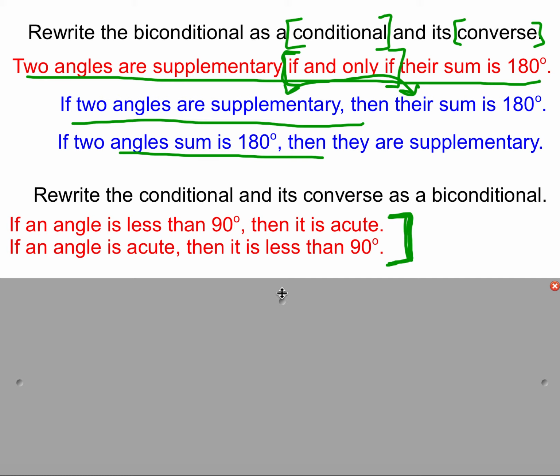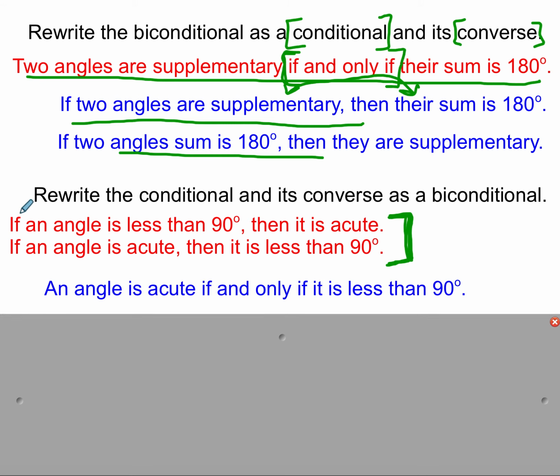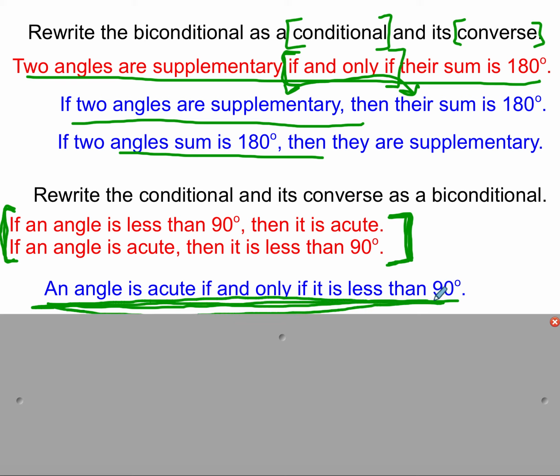Okay, so now you should have that biconditional down in your notes, and I will show you what it would be. The biconditional version of these two statements, the conditional and its converse that are both true, would be: an angle is acute if and only if it is less than 90 degrees. There's only one qualification that makes an angle acute, and that is that its measure is less than 90 degrees. So that must be true in order for it to be acute.